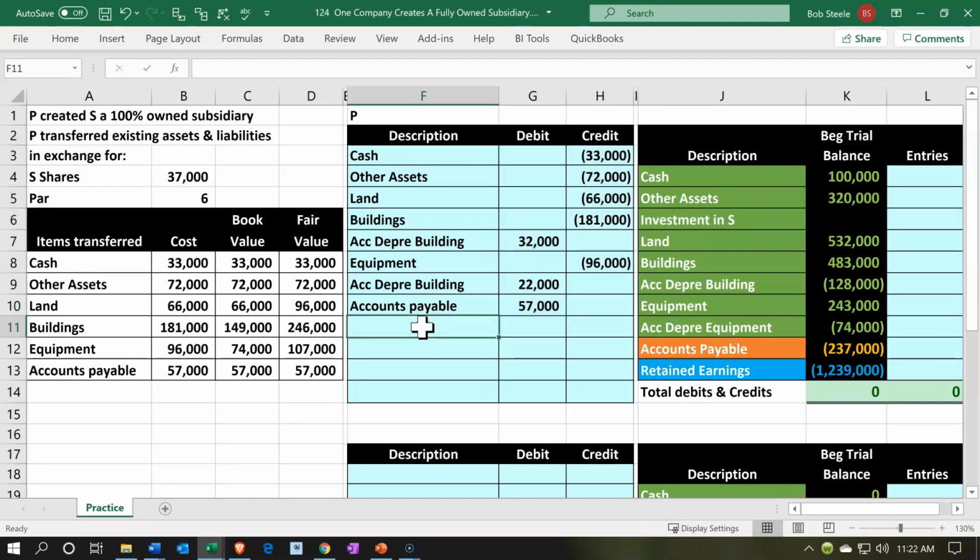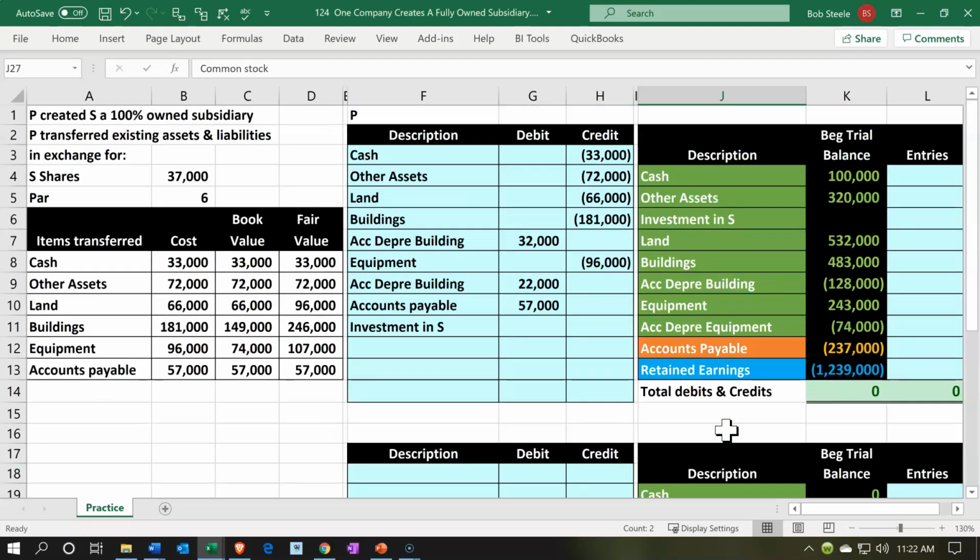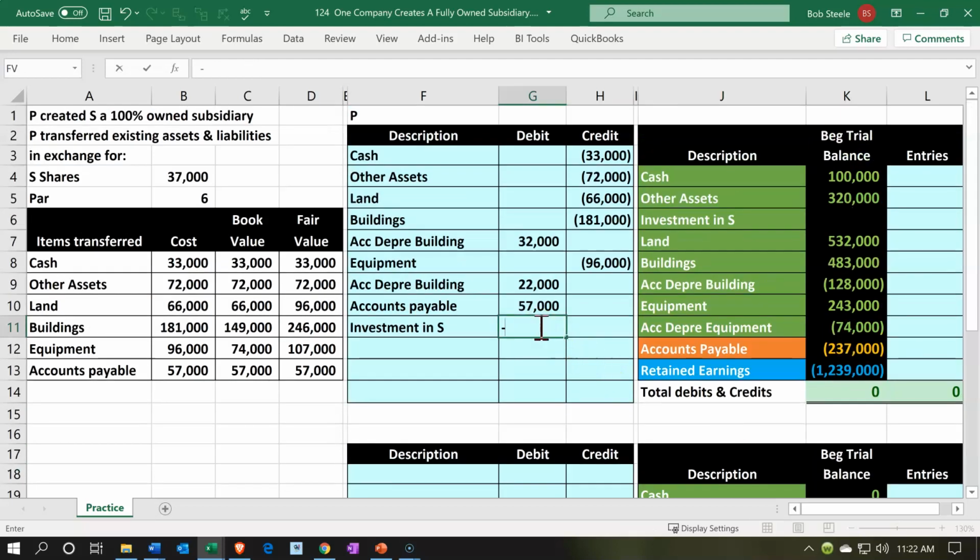On P's side of things, we're going to record this as the investment in S. So investment in S represents these net assets that have now been transferred out to S, and we're going to decrease all these accounts and represent them in one line item, one asset account, investment in S, which will tie out to the equity section that will result in company S once we record the transaction there. All right, so let's do this. We're going to do that with our plug formula, which is the negative sum of these items.